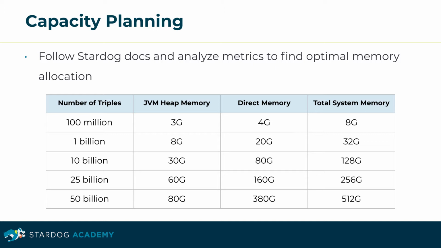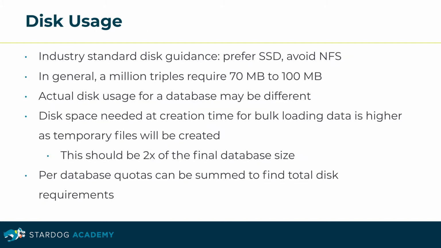As we increase the number of triples and go up to 50 billion triples, we see that the amount of memory increases. And again, a capacity plan aligned to the currently documented capacity availability in Stardog should be performed as part of any implementation. Moving on to disk usage, we're going to start with industry standard disk guidance.